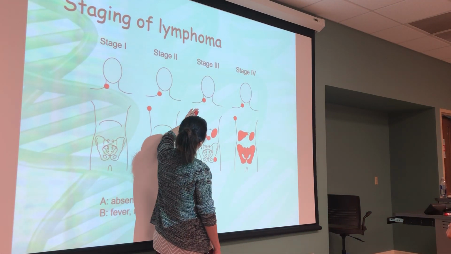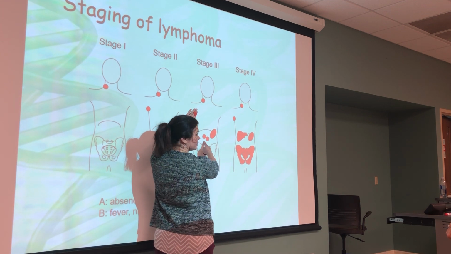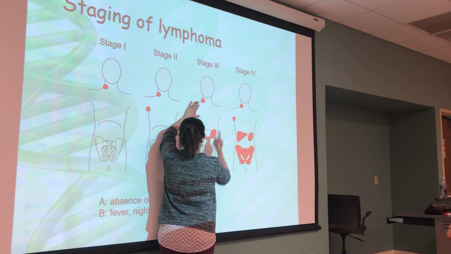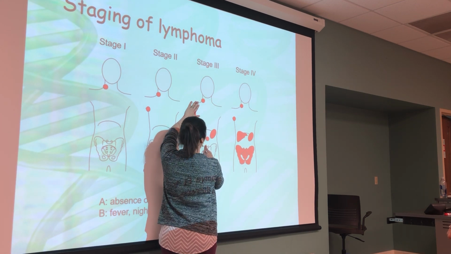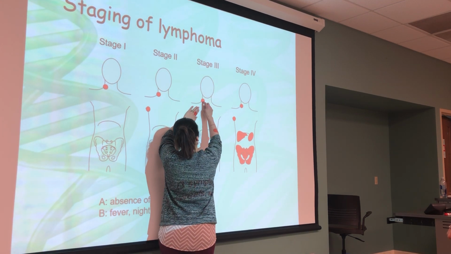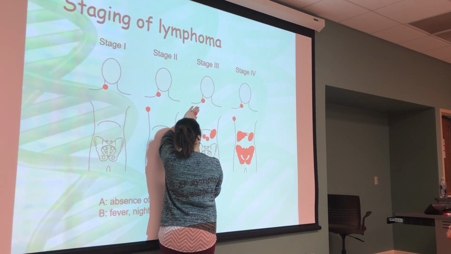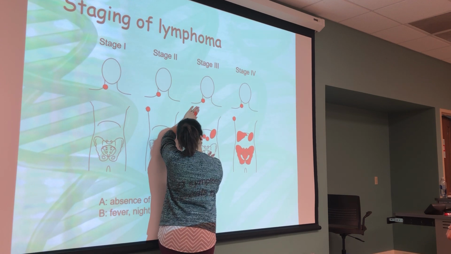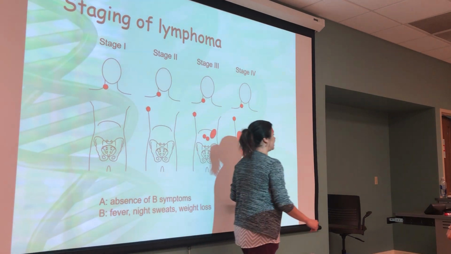What about if you have one here and one here? Stage 3. What about if you have 5 here and 1 here? Stage 3. What about if you have 1 here and nothing here? Stage 2. What if you have 5 here and nothing here? Stage 2. And metastases? Stage 4.